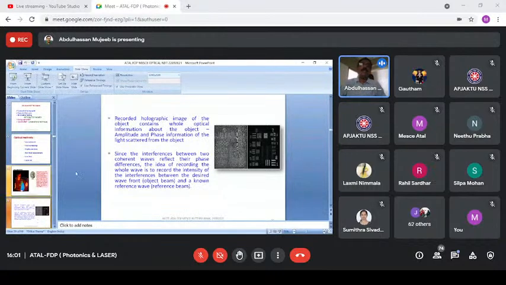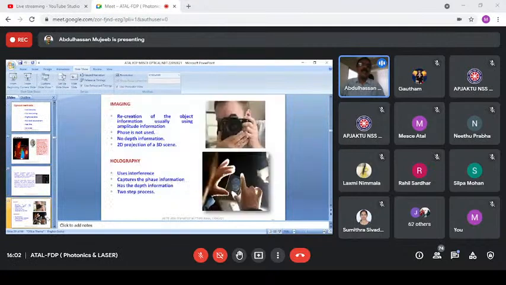The recorded holographic image of the object contains whole optical information. That is, it has amplitude and phase information. When you consider imaging, a photography and a holography, in imaging there is a recreation of the object information, usually using the amplitude information. The phase is not used there. There is no depth information in a photography. We are only projecting the 2D projection of a 3D scene.